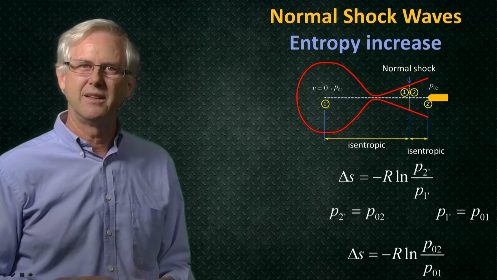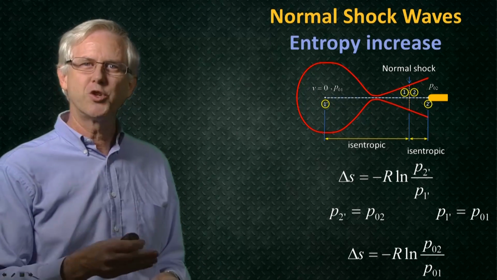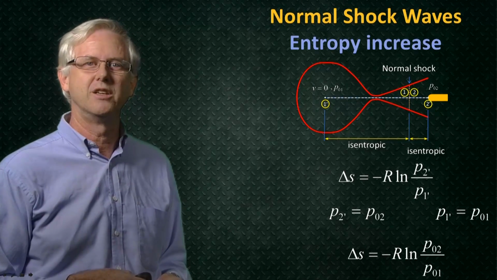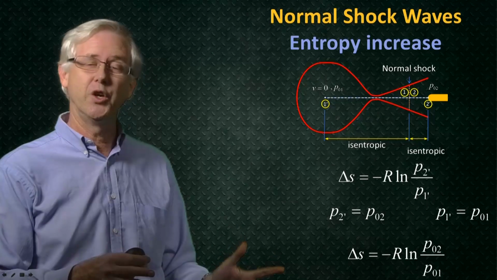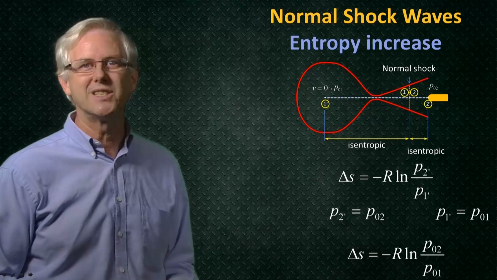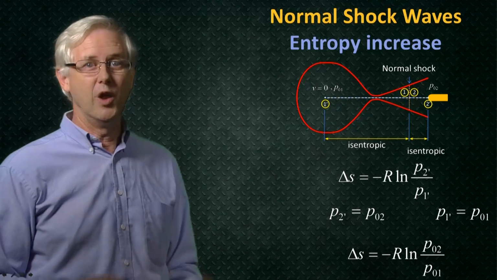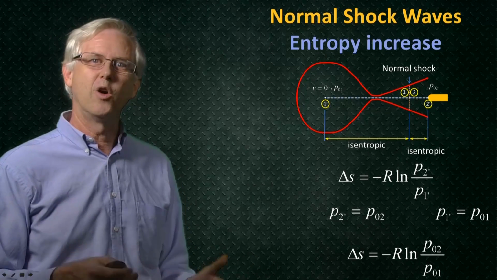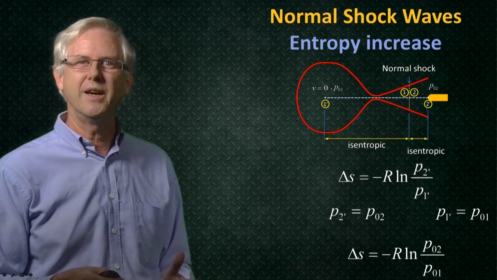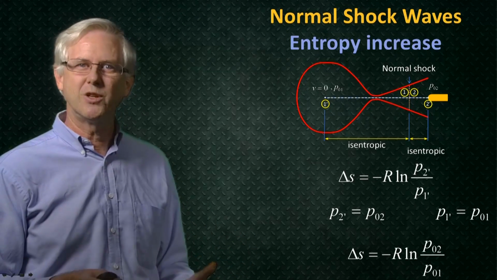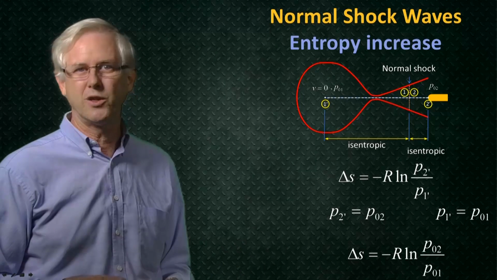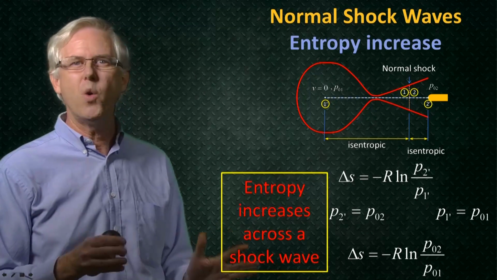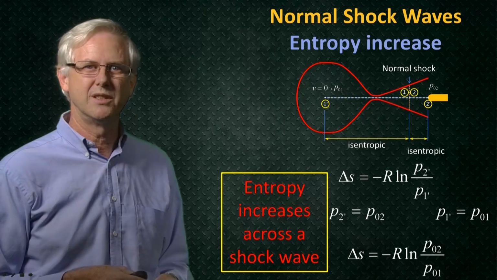Now let's look at that. We said that for a normal shock wave, the stagnation pressure always decreases across the shock. Therefore, P02 over P01 is always less than 1. The log of a number less than 1 is a negative number. So log P02 over P01 will be negative, and delta S has to be positive across a shock wave. Therefore, entropy always increases across shock waves.